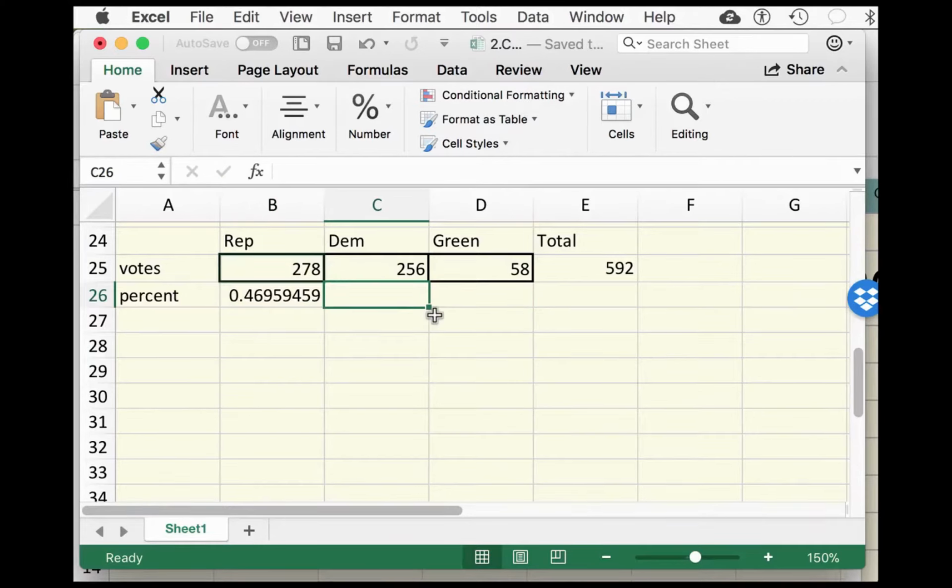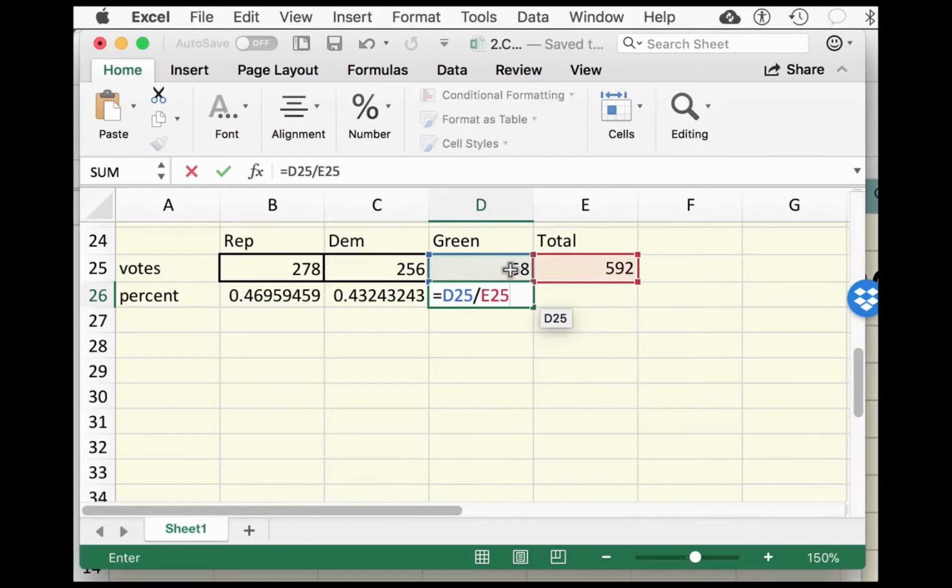And we can just do the same thing here. We've got C25 divided by the total, which of course is E25. We're still doing it all by hand for now. That's about 43% or so. And the green total, 58 out of 592. And we're not going to use our calculator. We're going to type in the cell stuff, but we could always check your cells as well to be sure something's in there. And yeah, so it is 0.0979, etc.